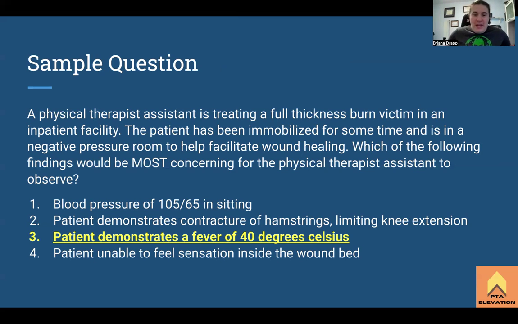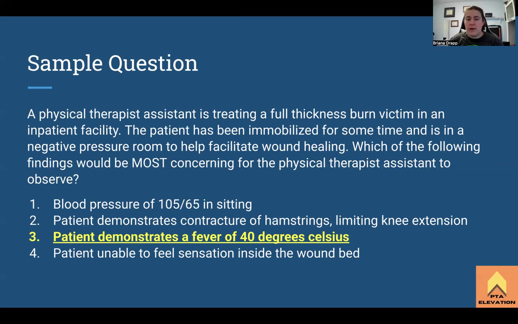Basically, the big thing that we need to know is that 37 is normal. Anything above that is a fever. Anything below that is hypothermic. So again, any patient who is going to be having a fever, that indicates infection. Remember, the boards care more about infection versus your arm or your leg.